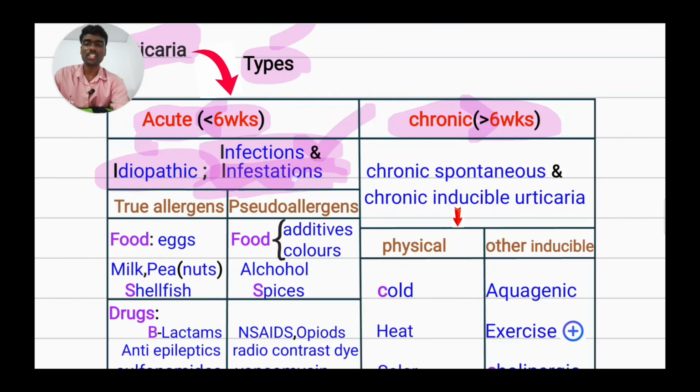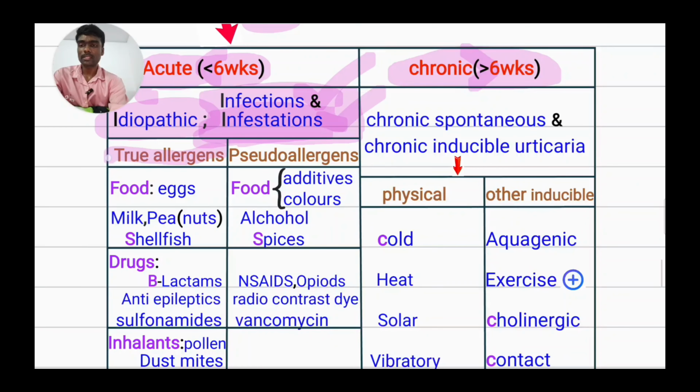Same infestations, mainly worm infestations, helminthic infestations. That's why we will give albendazole to urticaria patients. True allergens and pseudo allergens. What is the difference between a true allergen and pseudo allergen?